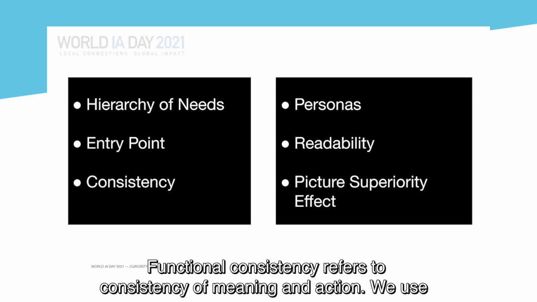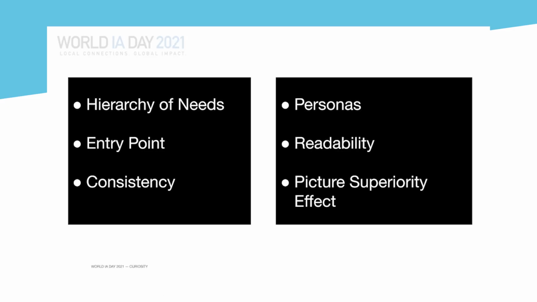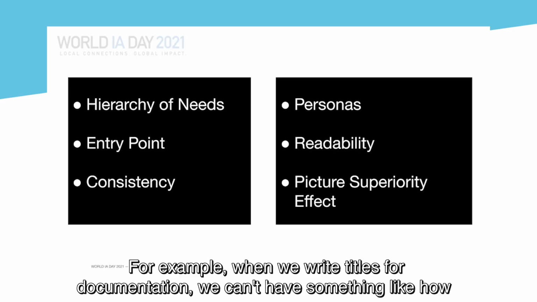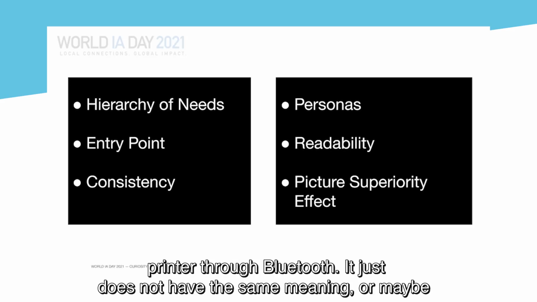Functional consistency refers to consistency of meaning and action. So we use functional consistency to simplify usability and ease of learning. So for example, when we write titles for a documentation, we can't have something like how to connect your printer to your laptop, and then on the next section we would say connecting your printer through Bluetooth.